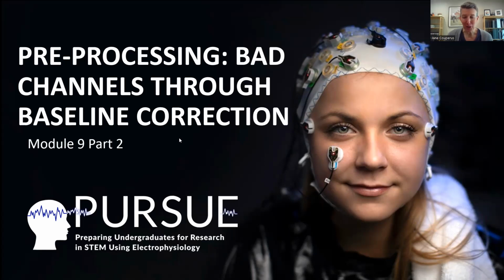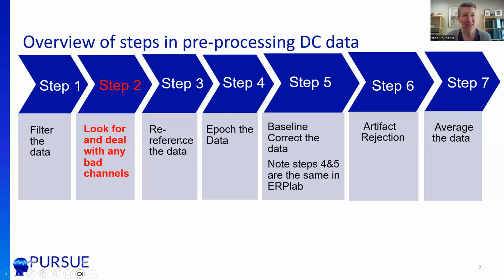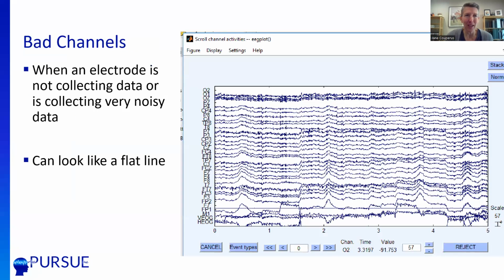Today, we're going to be doing some pre-processing, looking at bad channels, going all the way through baseline correction. Last time, we filtered the data, so we're going to move on. And the first thing we're going to do is look for some bad channels. Then we're going to re-reference the data, epoch it, and baseline correct it. It seems like a lot, but actually some of these steps are quite short, so it won't take us too long to do.